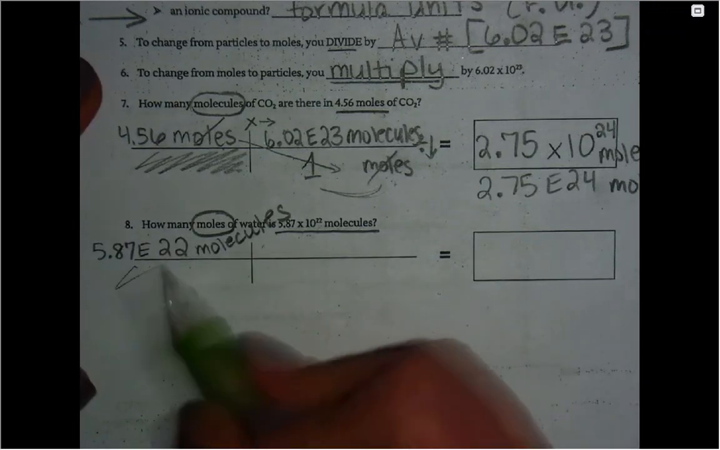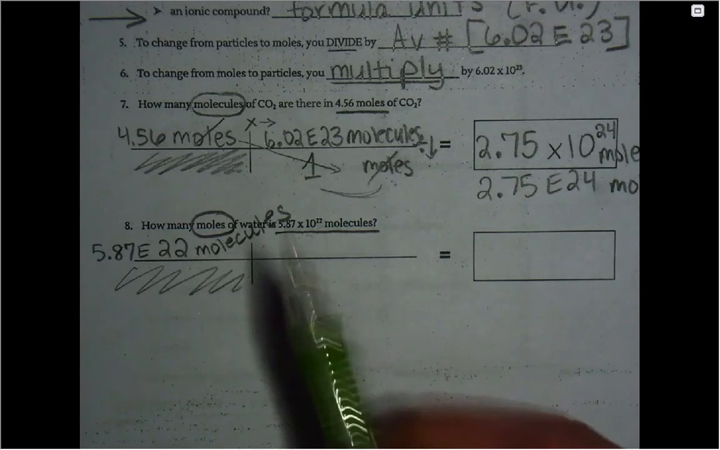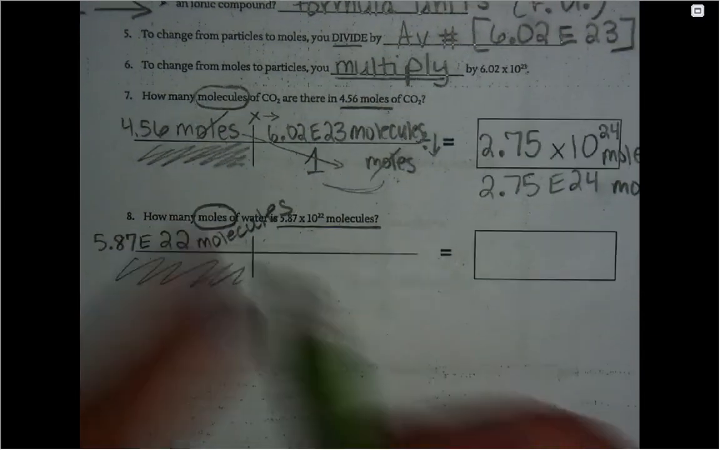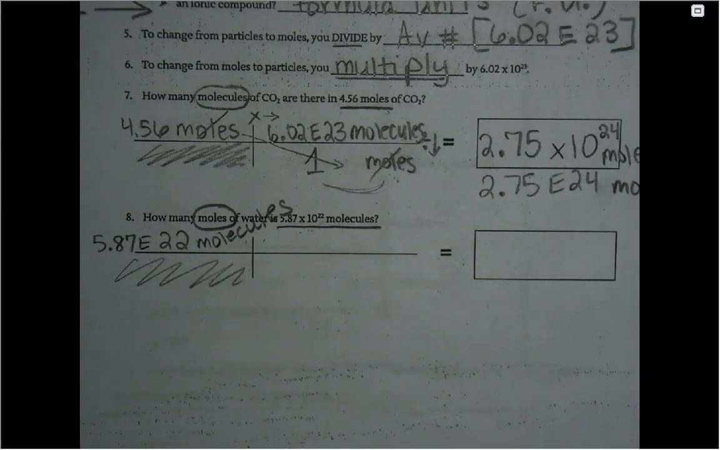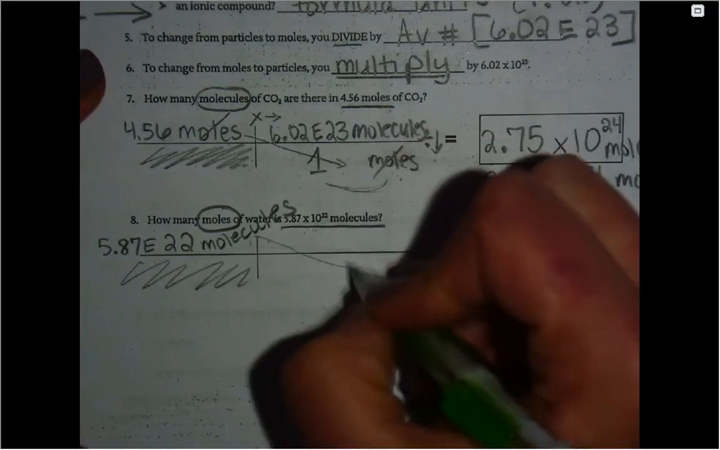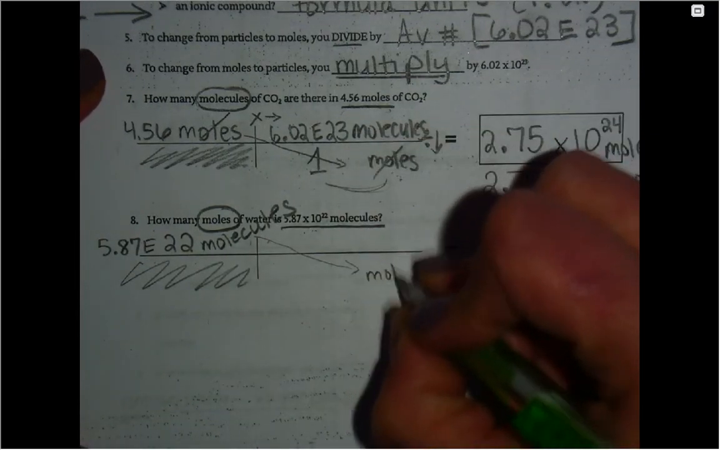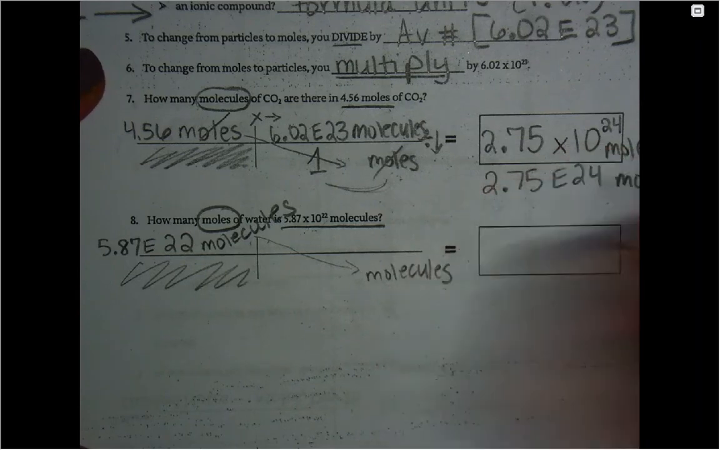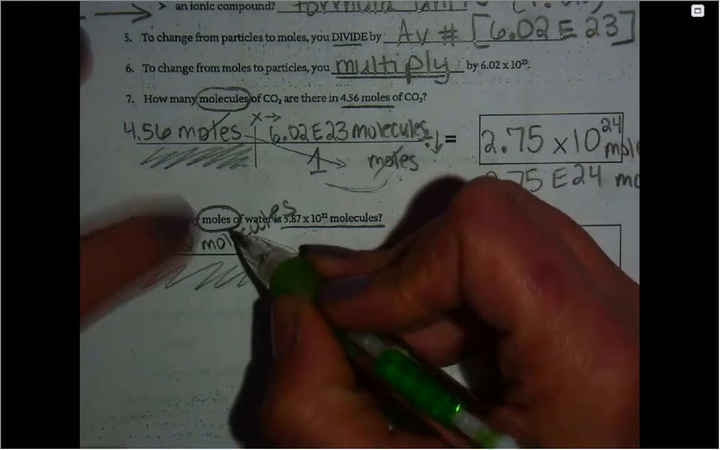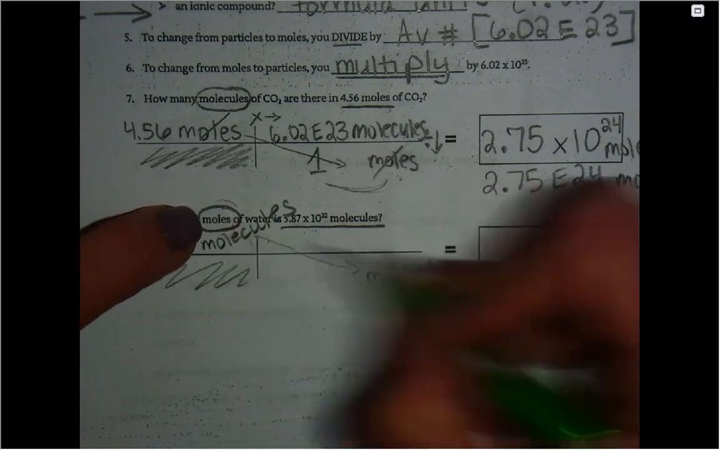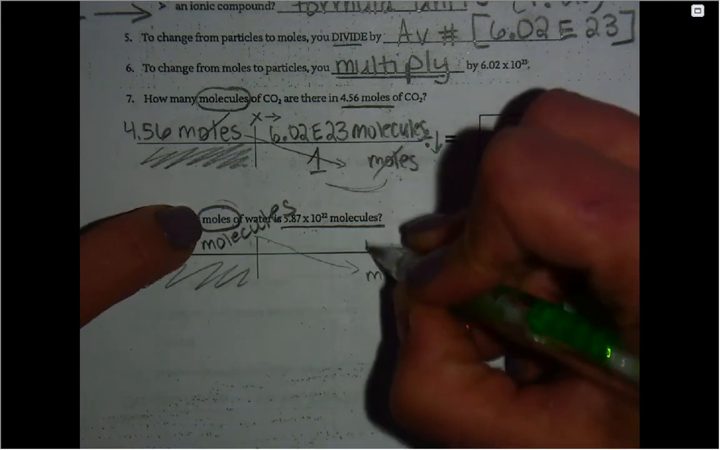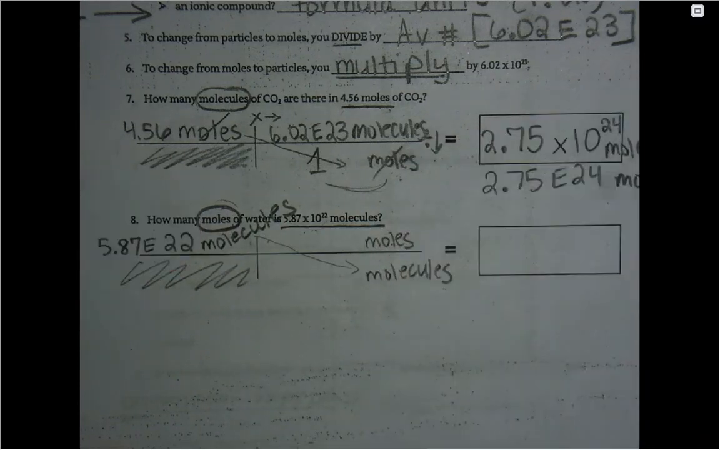Okay, we're using this bottom box, but we do want molecules to show up on top and on bottom because we want it to disappear. We want it to cancel out, turn into the number 1, right? So we're going to put molecules down to the right, and we're going to end with what we want on top. So whatever you circle is what goes into that top box right there. Okay?